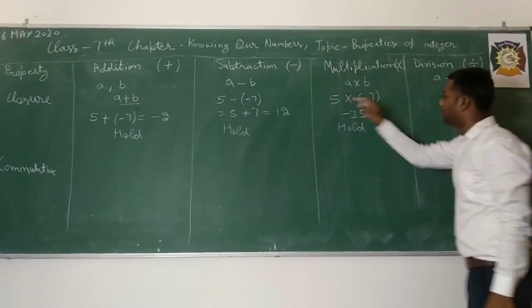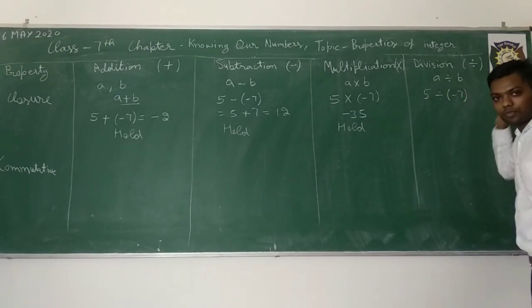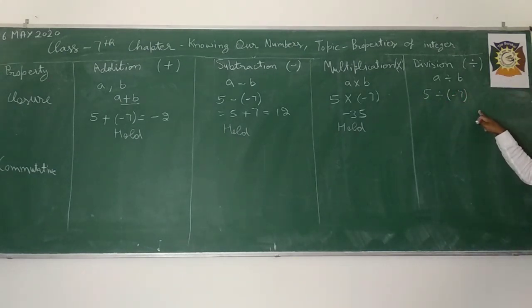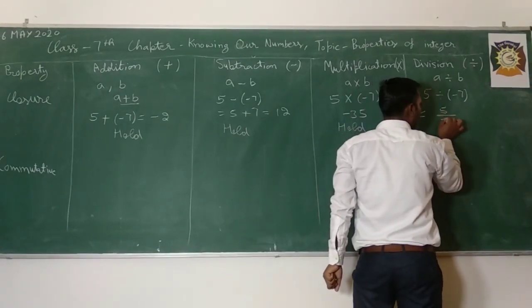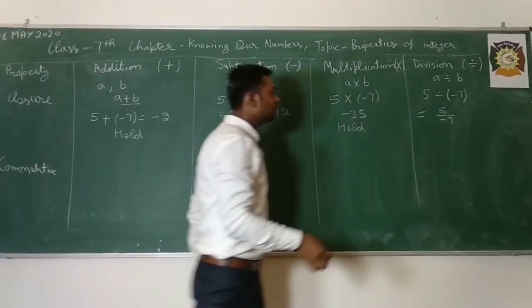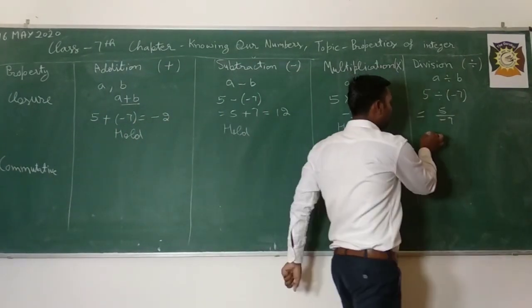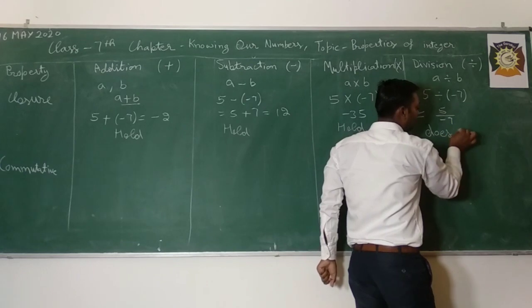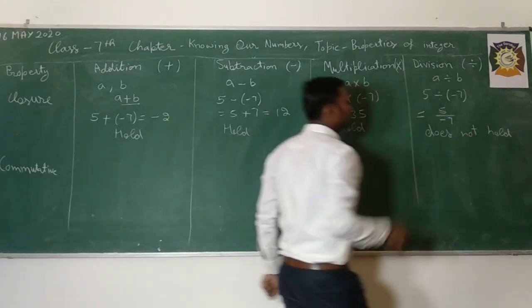Take the same example. a equal to 5, b equal to minus 7. If we calculate, what do we get? 5 divided by minus 7. That is not an integer. So we say that the closure property does not hold in division.